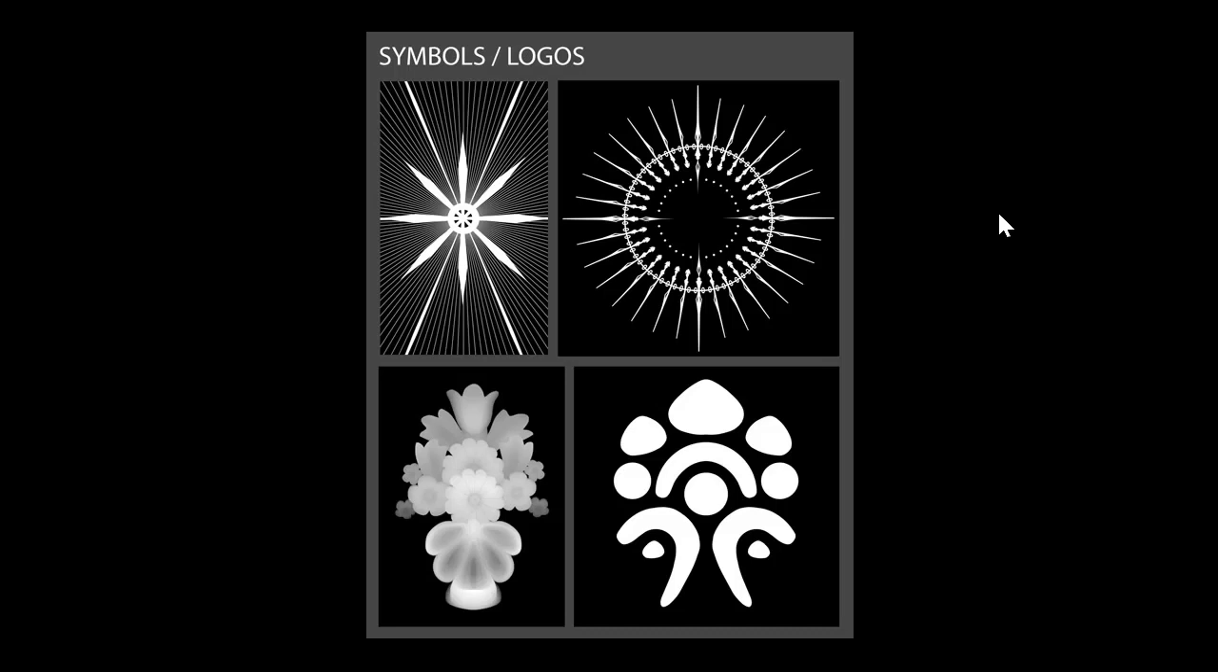Next is symbols and logos. These are slightly different from patterns. Patterns are shapes that repeat again and again. These would appear as singles, like say on a flag or a door. Again, I focus mostly on the stars and the flowers.